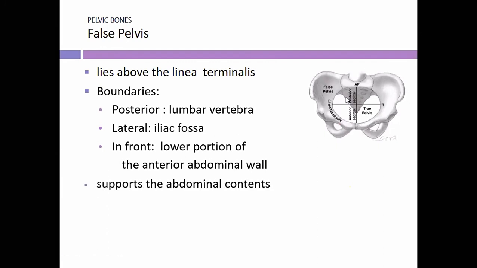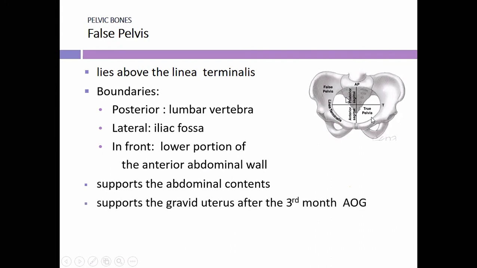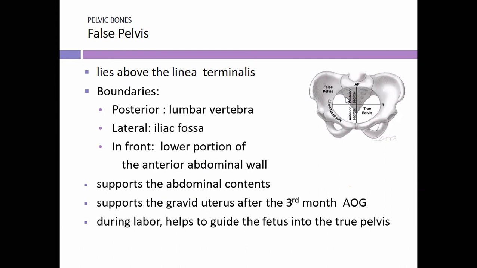And this supports the abdominal structures. Although during pregnancy, in the later part, when the uterus becomes an abdominal organ, the false pelvis now will play a role in supporting the gravid uterus. Now, during labor and delivery, the false pelvis, because it is bounded anteriorly by the abdominal wall, will help to guide the fetus into the true pelvis.